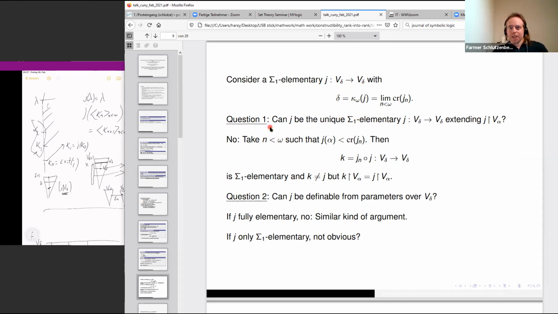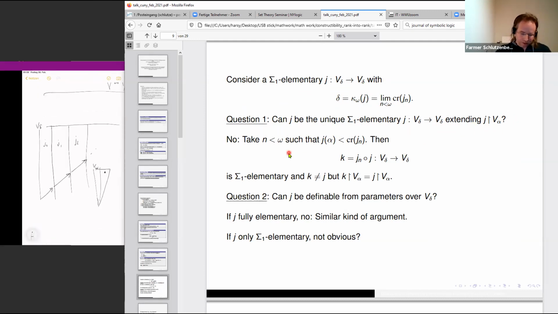Then we have, for example, the question about uniqueness: can J be the unique Sigma 1 elementary embedding from V delta to itself which extends some restriction, J restricted to V alpha, for some proper segment? Well, it's easy to see it can't be, because there's the picture. We have the iterates here, J0, 1, 2, and so forth. Now we've got some V alpha, and we're looking at J restricted to V alpha. So it's asking, does that isolate J in terms of Sigma 1 elementary embeddings?